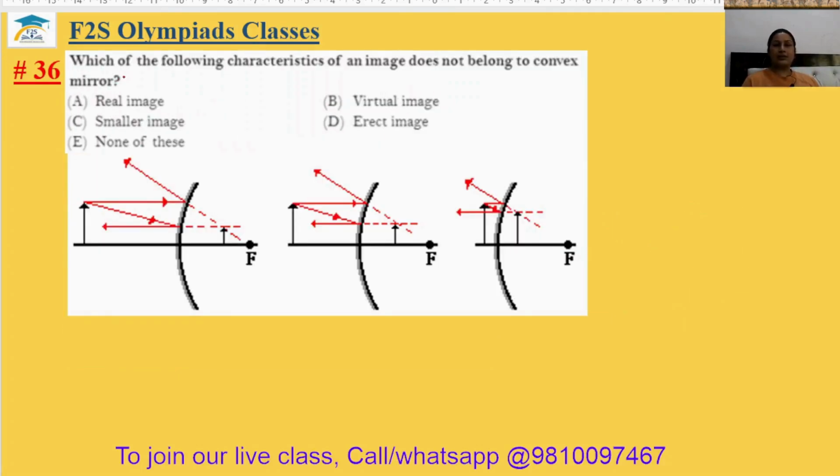Question number 36. Which of the following characteristics of an image does not belong to convex mirror? So this is your convex mirror. Real image is formed? No, real image is not formed, because all virtual images are erect and real images are inverted. Virtual image formed, yes. Smaller image, yes. Here is the smaller image. Erect image, yes. 36th answer is option A.